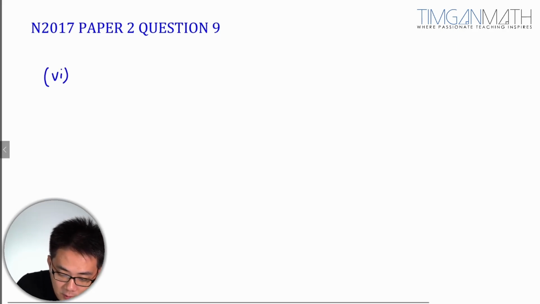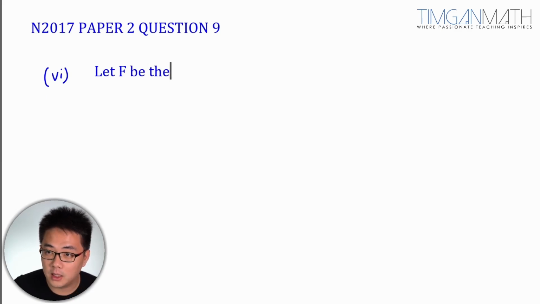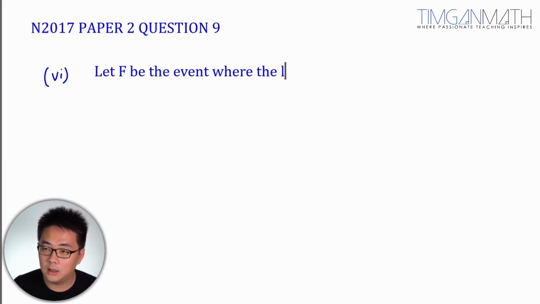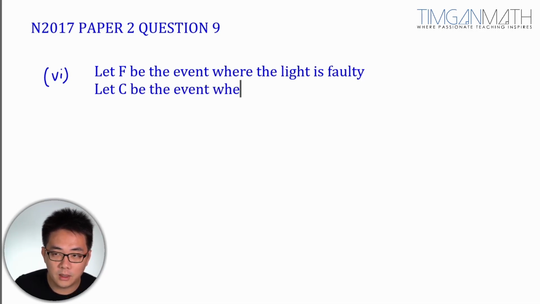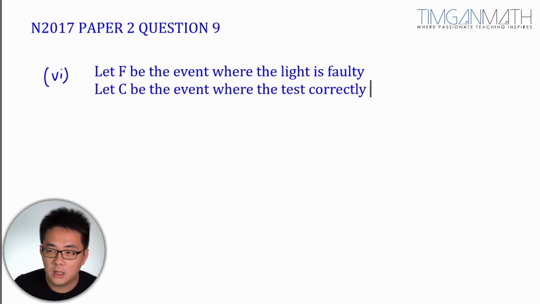I think first of all, we need to define the events. So let F be the event where the light is faulty. I will let C be the event where the test correctly identifies the state of lights.